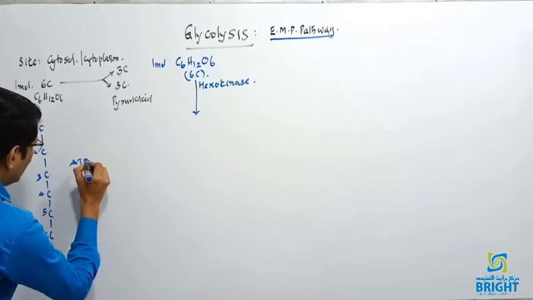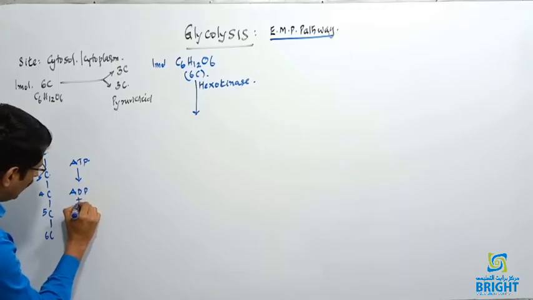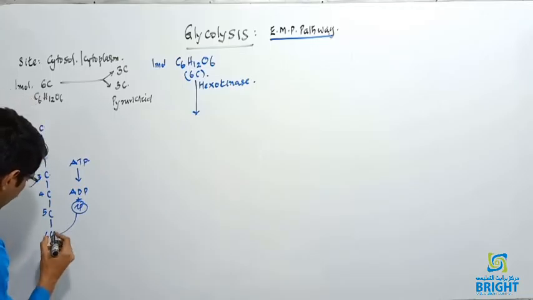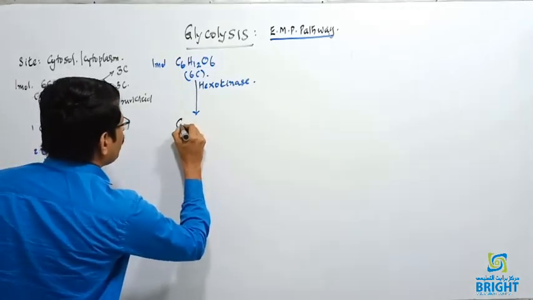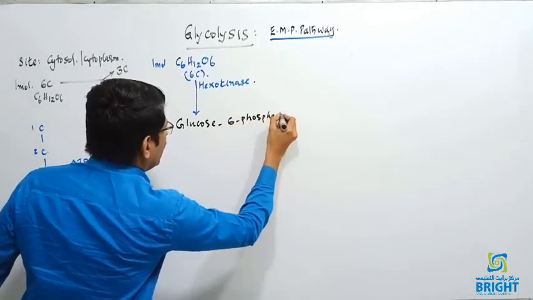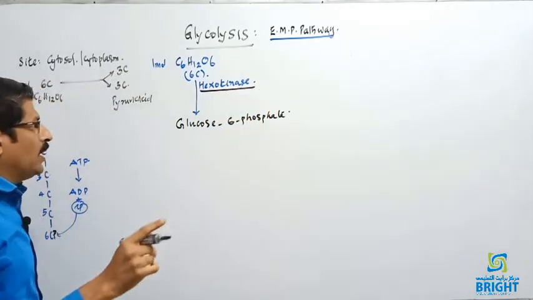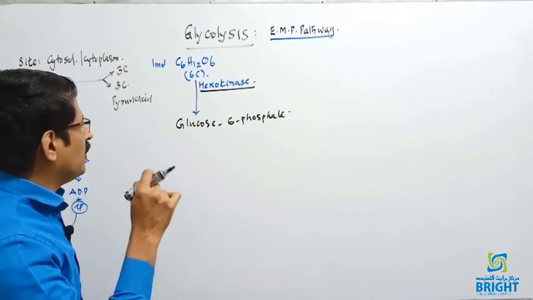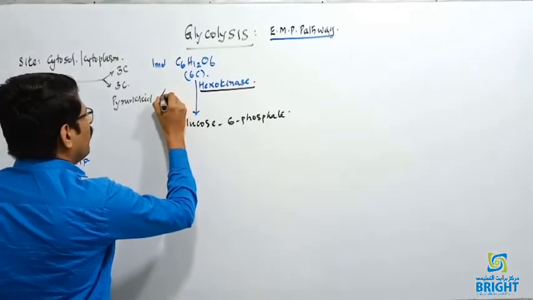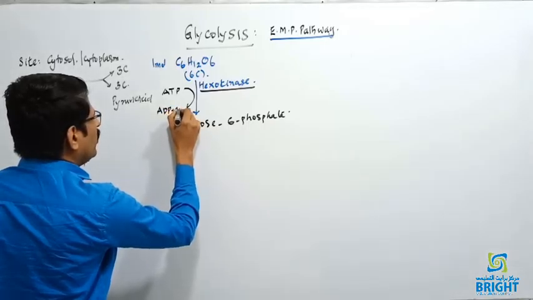One molecule of ATP that is present in the cytoplasm breaks down into ADP and inorganic phosphate, and this phosphate will be joined with the 6th carbon and forms glucose 6-phosphate. The initial stage of glycolysis is mediated by the enzyme hexokinase, and hexokinase is the enzyme that starts the aerobic and also anaerobic respiration. This is the first enzyme, and here 1 molecule of ATP breaks down into ADP plus inorganic phosphate.